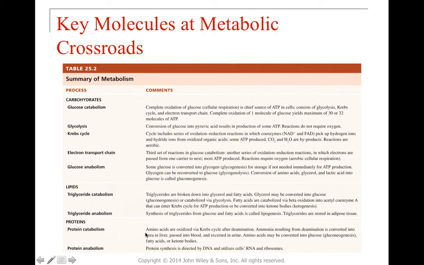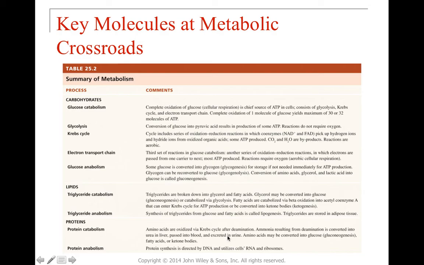smaller pieces. So the amino acids that we are breaking down from these proteins can be sent into the Krebs cycle after what's called deamination. And that can end up with ammonia, and we can convert that into urea and then send it into the blood and send it out into the urine.